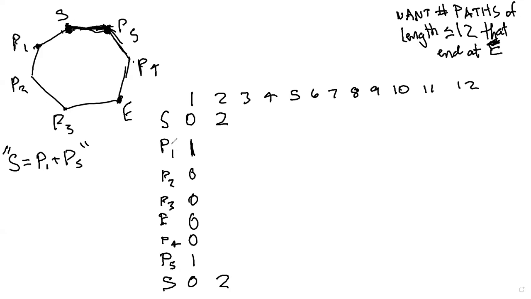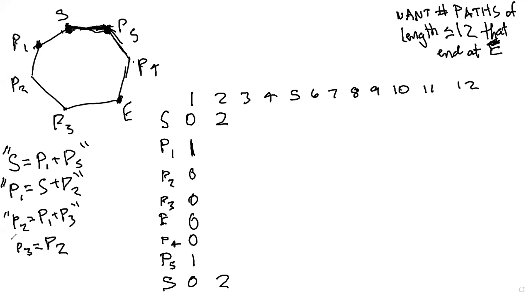All right, how many ways to get to P1? P1 is equal to S plus P2, because a path that lands here is going to get from here to there. All right, P2 is P1 plus P3. What is P3? You might think it's P2 plus E, but it's actually just P2, because no path will come from E. Once we go to E, we stay there.